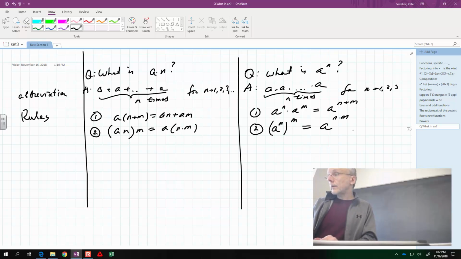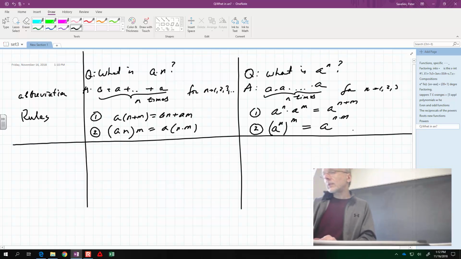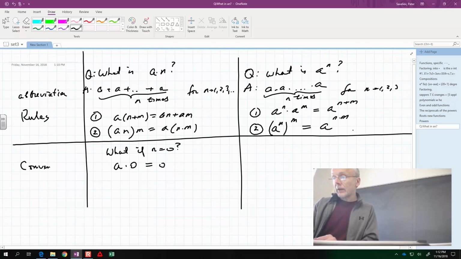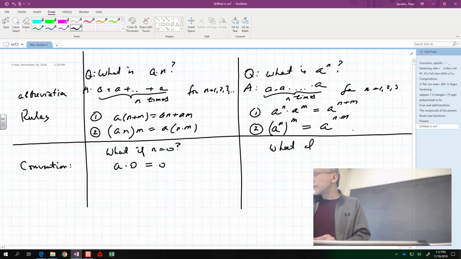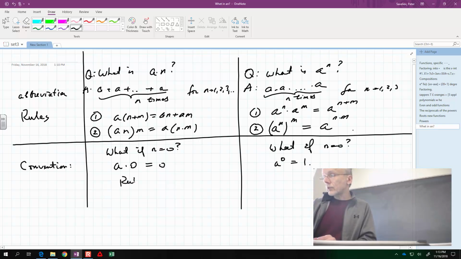But now this is the baseline, and now we are moving on to the next step, and that is: what if n is equal to zero? Then we have to explain what a times zero is. Oh, that's easy. That's a convention. And for the other one, once again the same question: what if n is equal to zero? The convention is that a to the zero power is equal to one. The main conclusion there is that the rules are still satisfied.